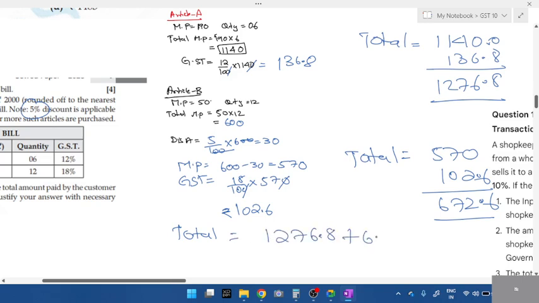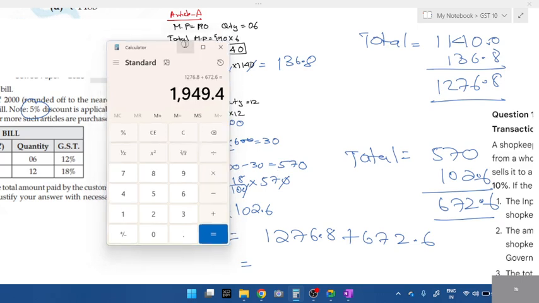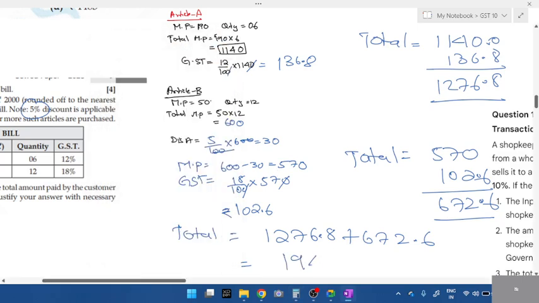Add both the bills. 1276.8 plus 672.6. What do you get? 1276.8 plus 672.6. What's the answer? 1949.4. If you round it off, what are we getting, students?